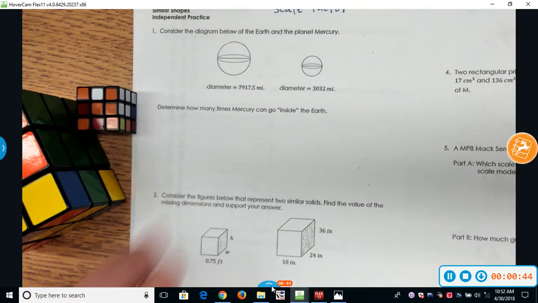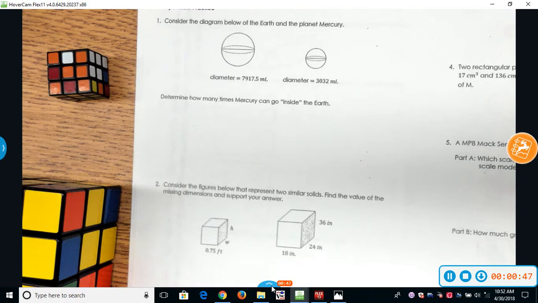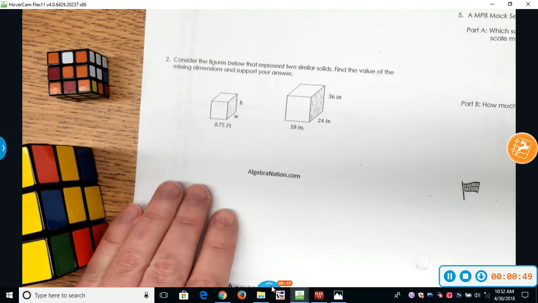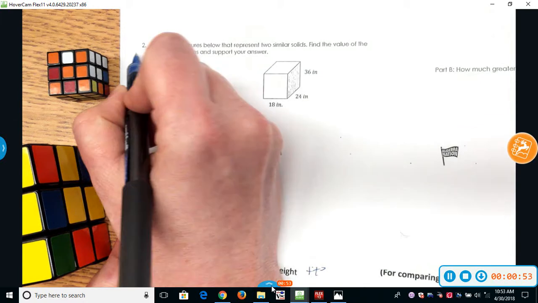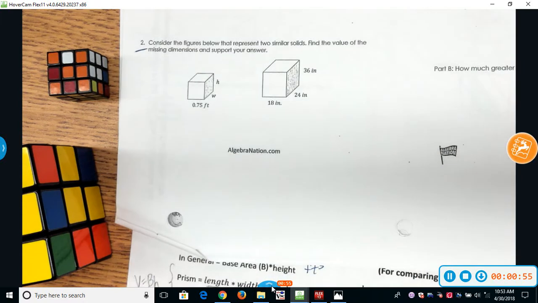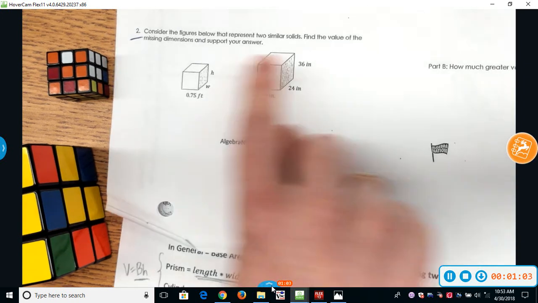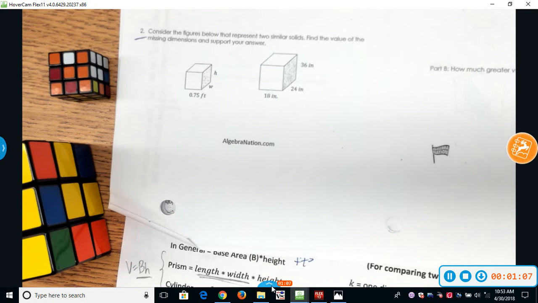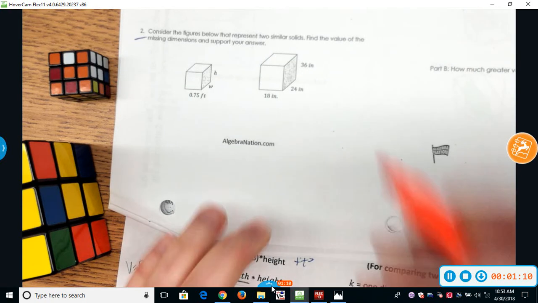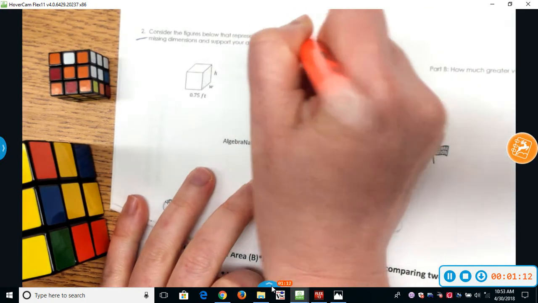So actually, using those as my example, I'm going to start with 2 first because I think it is a little more straightforward. So let's look at this one. You have 2 figures below that represent 2 similar solids, and you want to find the value of the missing dimensions and support your answer. Okay, so first off, the key is that they are similar.